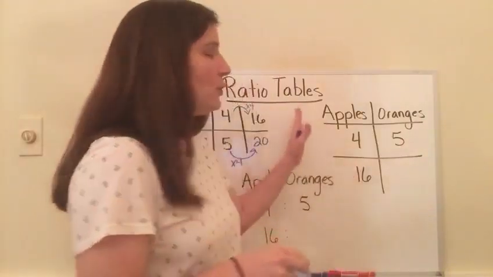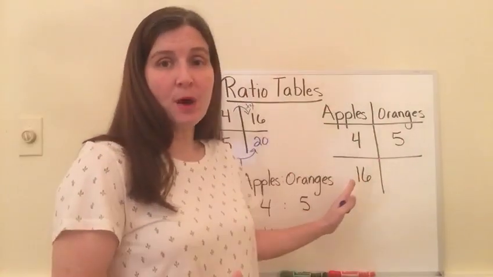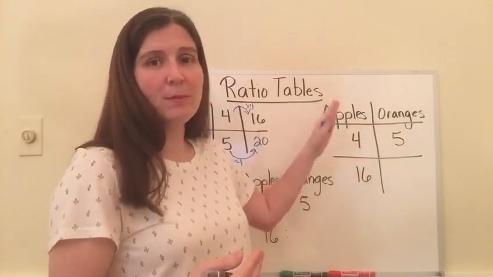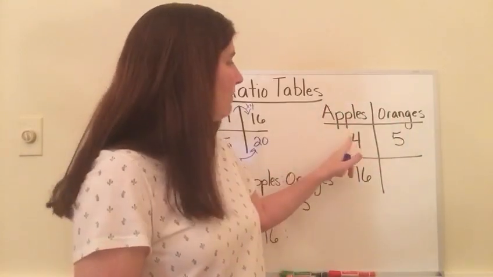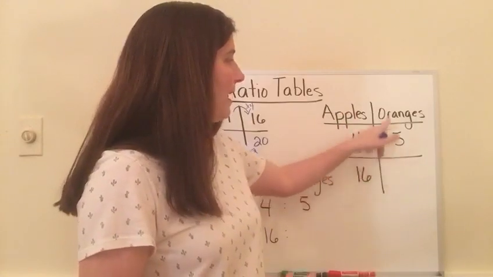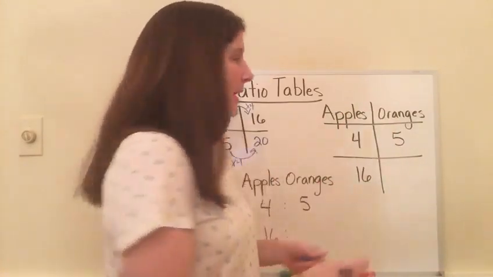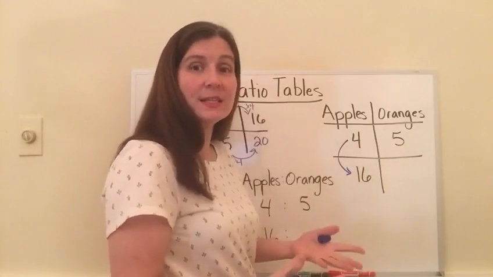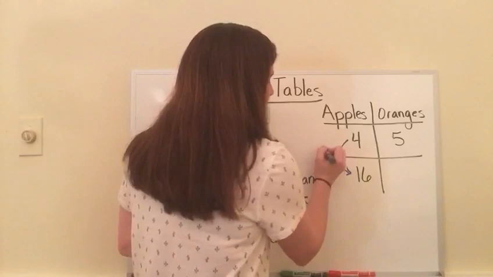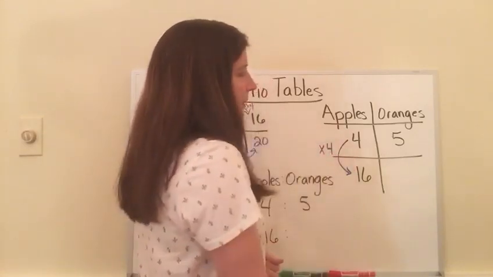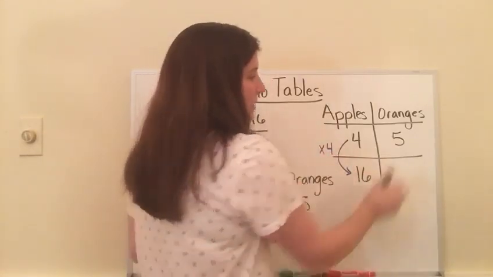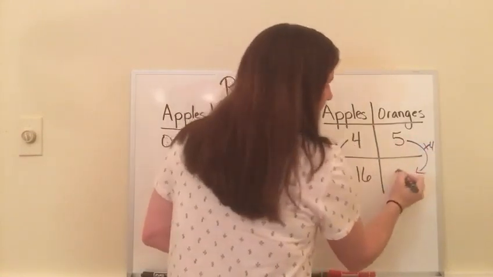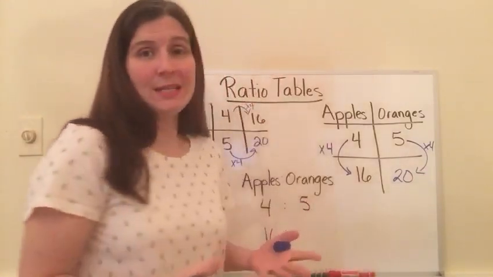Now if we move over to this vertical table, same problem. We have apples and oranges, but this time instead of going above each other, we're making them beside each other. So we have 4 apples for every 5 oranges. Same thing to go from 4 to 16. Since they tell us we have 16 apples, we multiply by 4. To figure out how many oranges we need, we're going to do the exact same thing. We're going to multiply 5 times 4, which is 20.